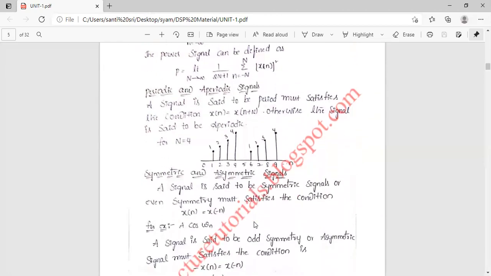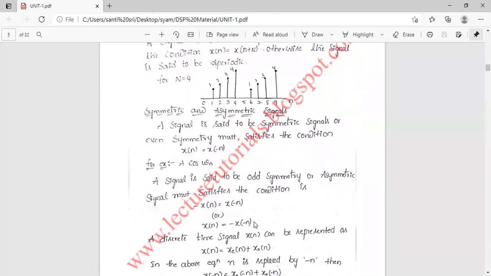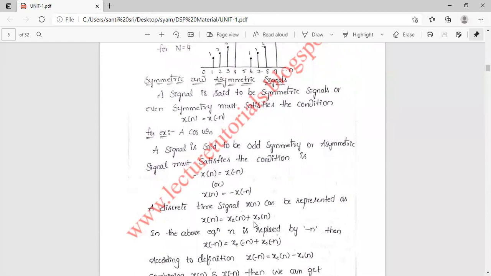Periodic means it satisfies the condition x of n equal to x of n plus N. Otherwise, it is not periodic. It is represented like this. Next, symmetric and asymmetric. Symmetric means its mirror image is equal to the original. A signal is said to be even, or to have even symmetry, if it satisfies the condition x of n equal to x of minus n. A cos omega n is an even signal. Odd signal means x of n equal to minus x of minus n.